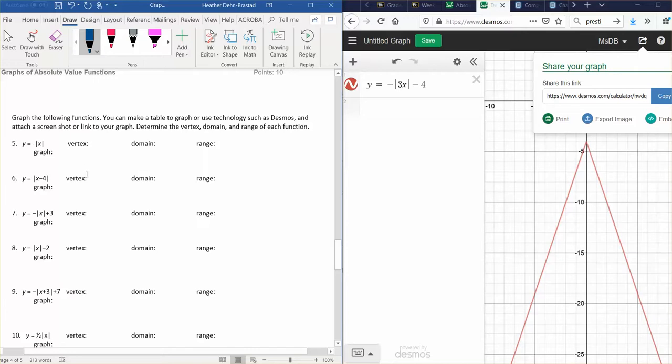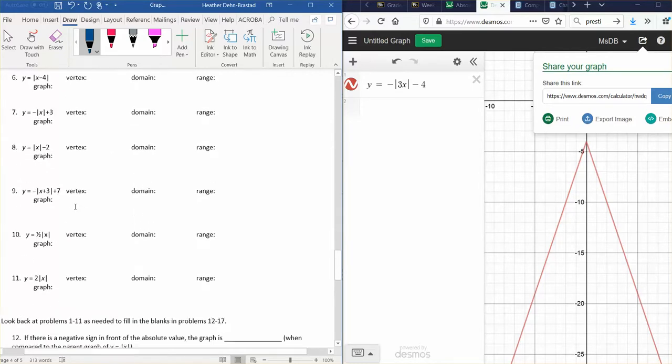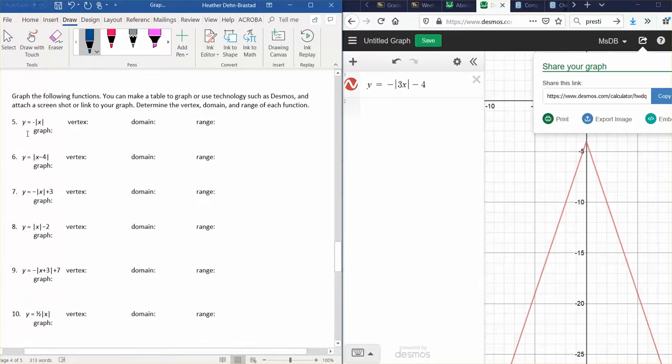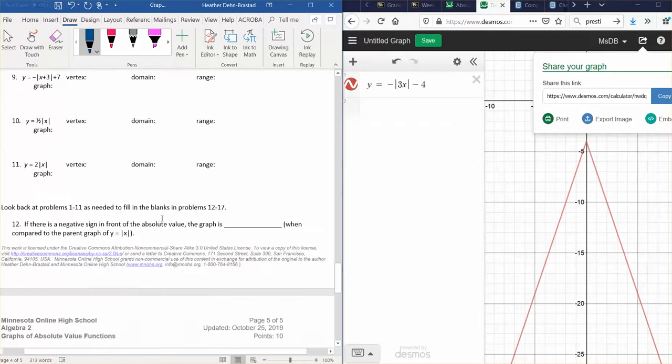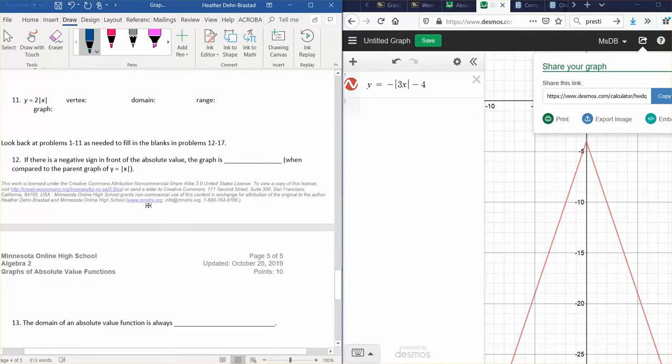If you're going to attach your images separately rather than pasting them into the worksheet, please make sure that when you save them, you're numbering them, like number 5, number 6, number 7. Otherwise, I don't know which one is which when I get your work. It's easier if you just paste the link here or your screenshot right after the problem. Much easier to grade.